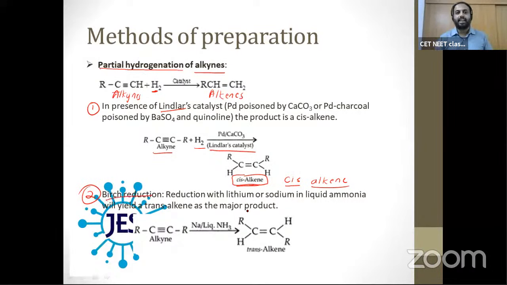You treat alkyne with lithium or sodium metal in liquid ammonia. This method is called Birch reduction. Even in this method, the alkyne gets converted to alkene, but please remember, important here, the alkene that you get here is trans alkene. Check this, trans alkene.